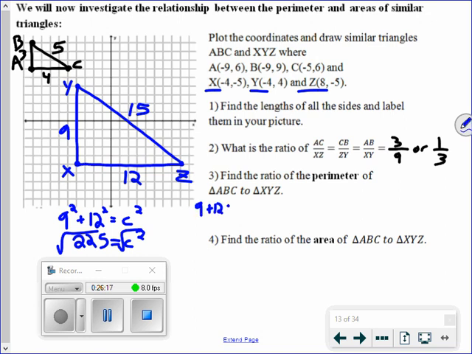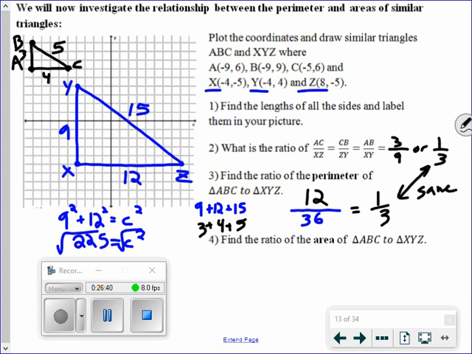So 9 plus 12 plus 15. I got 36. And then 3 plus 4 plus 5. I got 12. And I noticed that these are the same. Hopefully that makes sense. We're adding them up. The perimeter and the sides would have the same scale factor. Now, area is a little bit different.